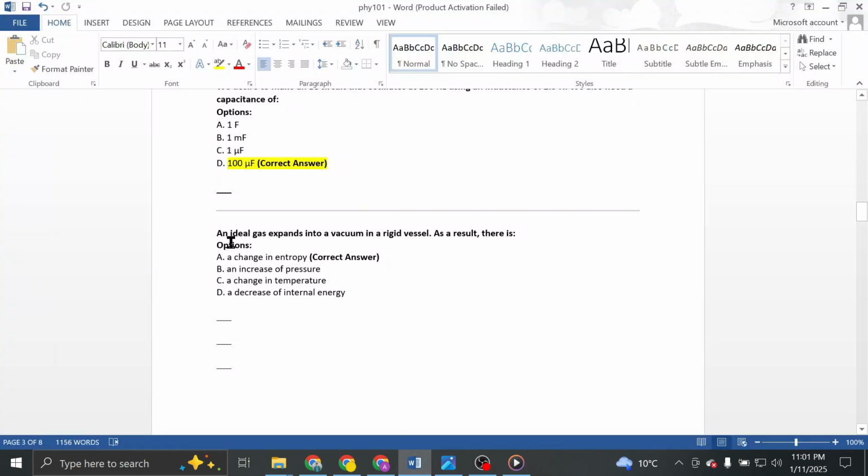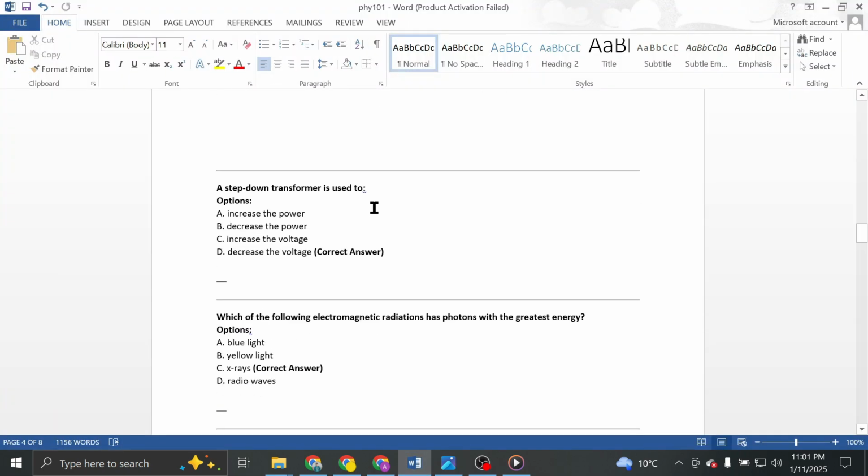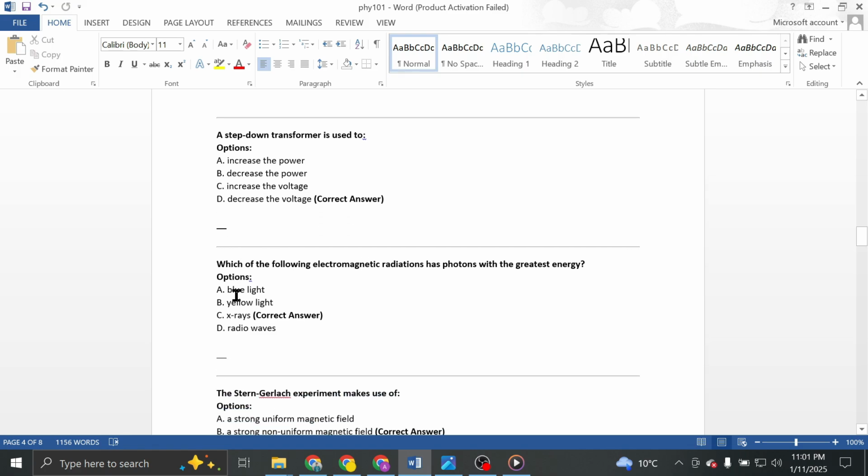A step-down transformer is used to. Options: A, increase the power, B, decrease the power, C, increase the voltage, D, decrease the voltage. Correct answer.